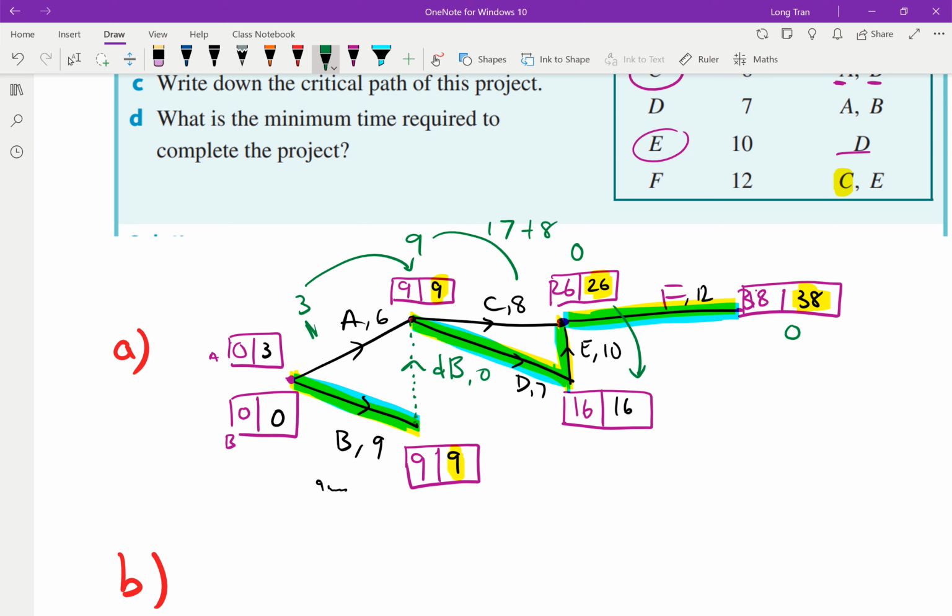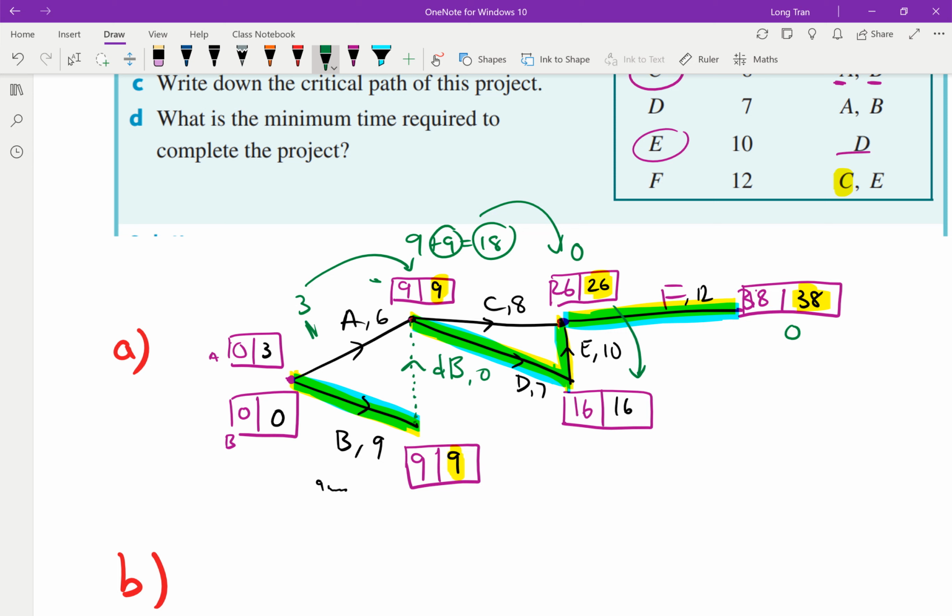Is that right? Wait, let me just calculate my maths again. Since 9 plus 8 is 17, 17 to 26 is 9 minutes. Sorry, 9 minutes. So that means there's a 9 minutes buffer. They can start 9 minutes afterwards, which means 9 plus 9 gives you 18. They can start off at 18. There's still 9 minutes that they can afford before C needs to start. Because C can still start at 18 minutes rather than this 9 here and still meet the 26 minutes, if that makes sense.